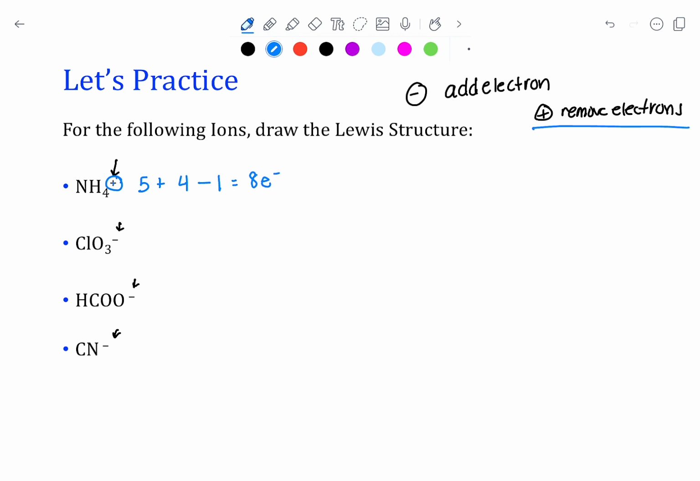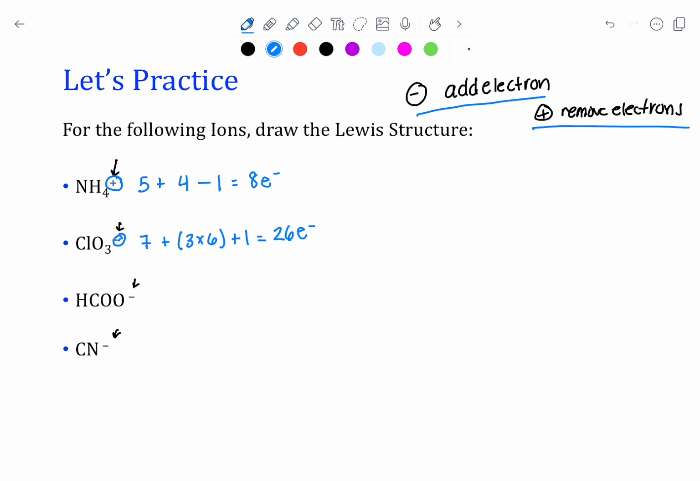In ClO3-, we have Cl, which has 7. We have oxygen, there's 3 of them, and each oxygen has 6 valence electrons. It has a minus charge, so we have to add an extra electron. That's a -1, so we're adding 1 extra electron. You'll notice that these charges are essentially allowing us to not have an odd number of electrons, because if we had an odd number, then we wouldn't have enough to make pairs. Everything likes to be paired up. So these charges are useful for making sure that we have enough electrons to be paired up.